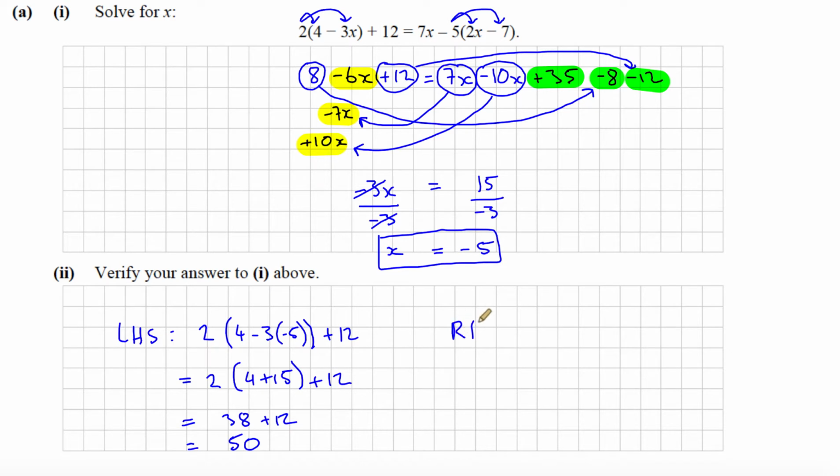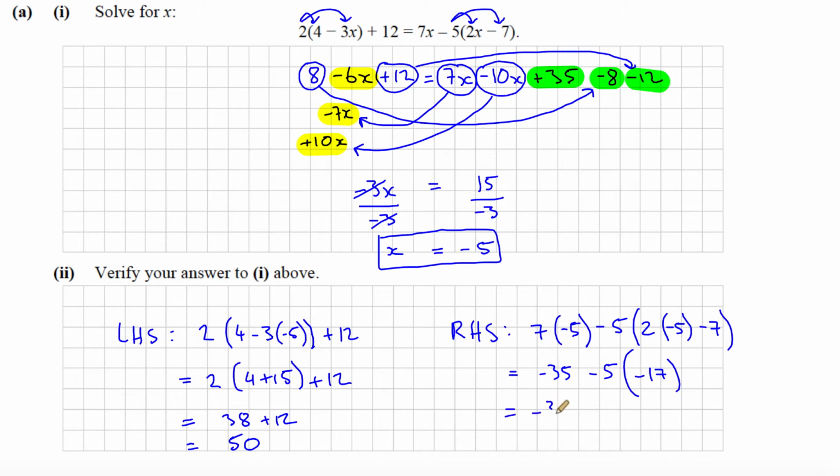And now I'm going to do the right hand side. The right hand side was 7x, instead of x I'm going to put in the negative 5, minus 5 times twice x, again twice negative 5, minus 7. So that gives me 7 by minus 5 is minus 35. Minus 5 times 2 by minus 5 is minus 10. Minus 10 minus 7 is minus 17.